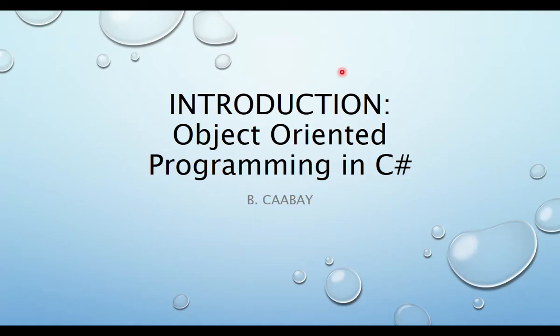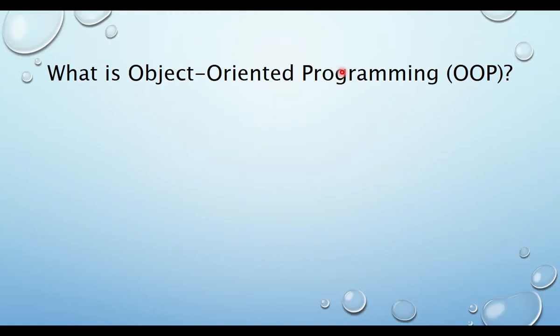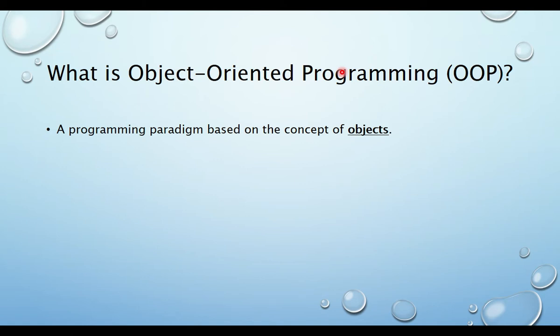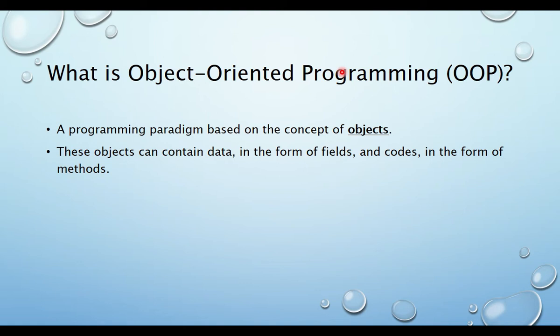This video will help us understand the pillars of object-oriented programming and how each of these is used in writing computer programs. Let's start by defining the term object-oriented programming. Object-oriented programming is a paradigm based on the concept of objects. This object can contain data, which are usually in the form of fields, and code, which is usually in the form of methods.